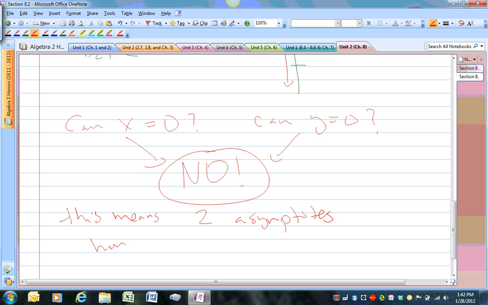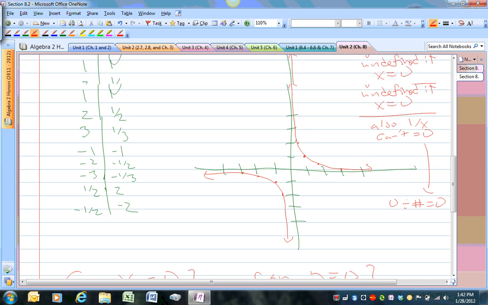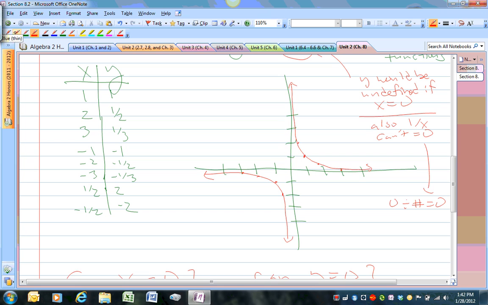You have a horizontal asymptote at y equals 0, and we have a vertical asymptote at x equals 0. You must include the asymptotes in your graphs. I know sometimes I don't mention that in quizzes, but I will be looking for that. So don't say, oh, I didn't know how to draw it. You've got to draw it.